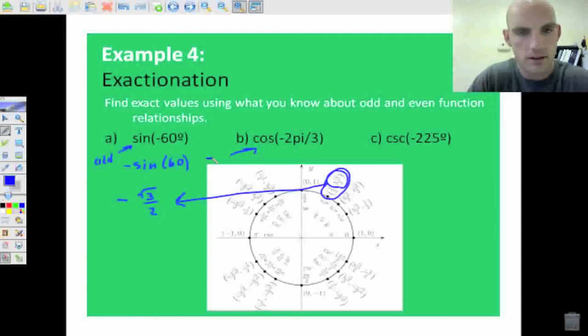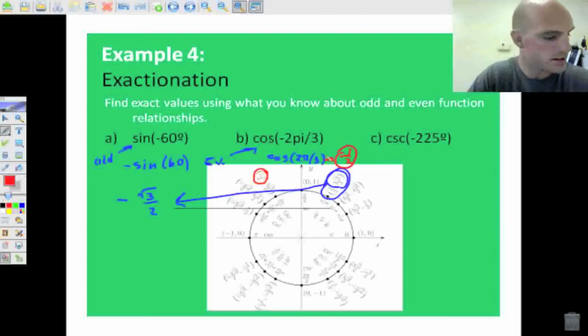Cosine, even. So I know that this is going to be equal to cosine of 2 pi over 3. I'm going to 2 pi over 3 right here, this is my cosine right here. So it's going to give me negative 1/2 right there. Okay? See how easy this is? This is a matching game right now.